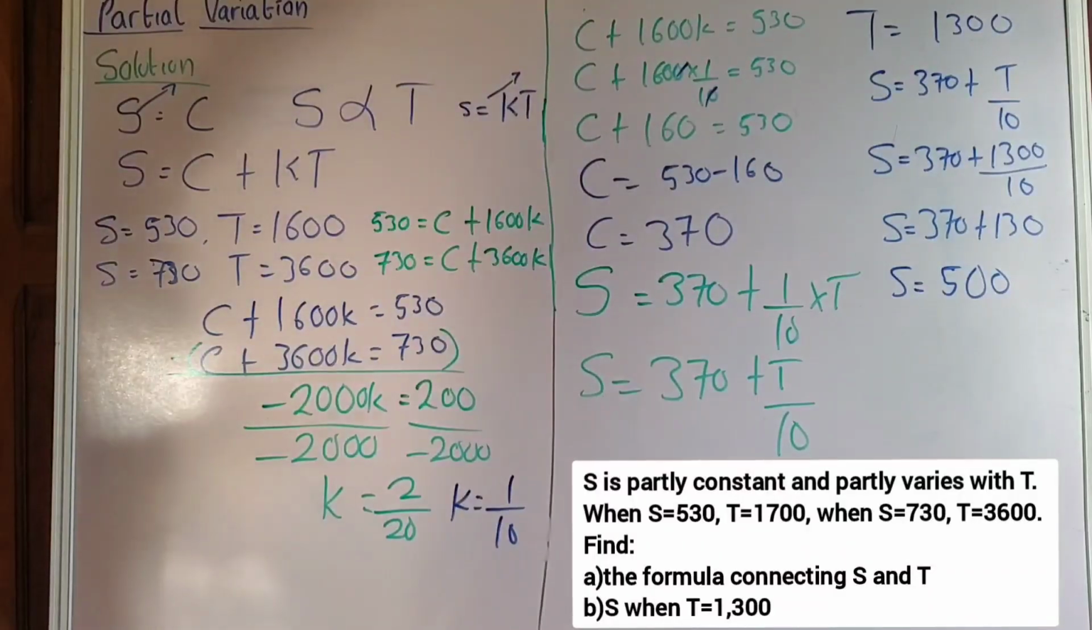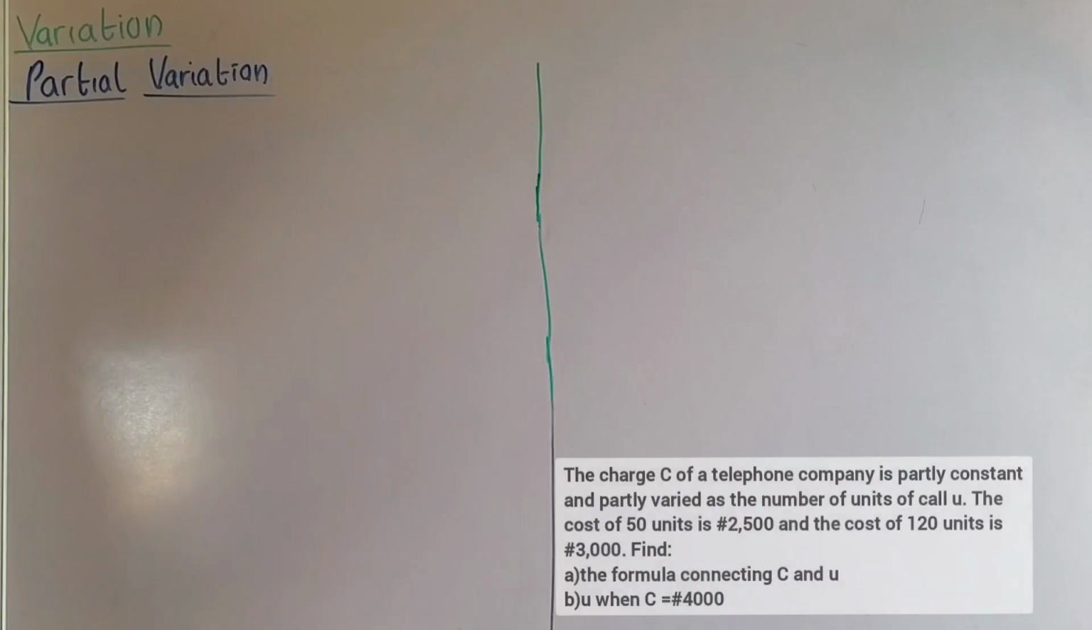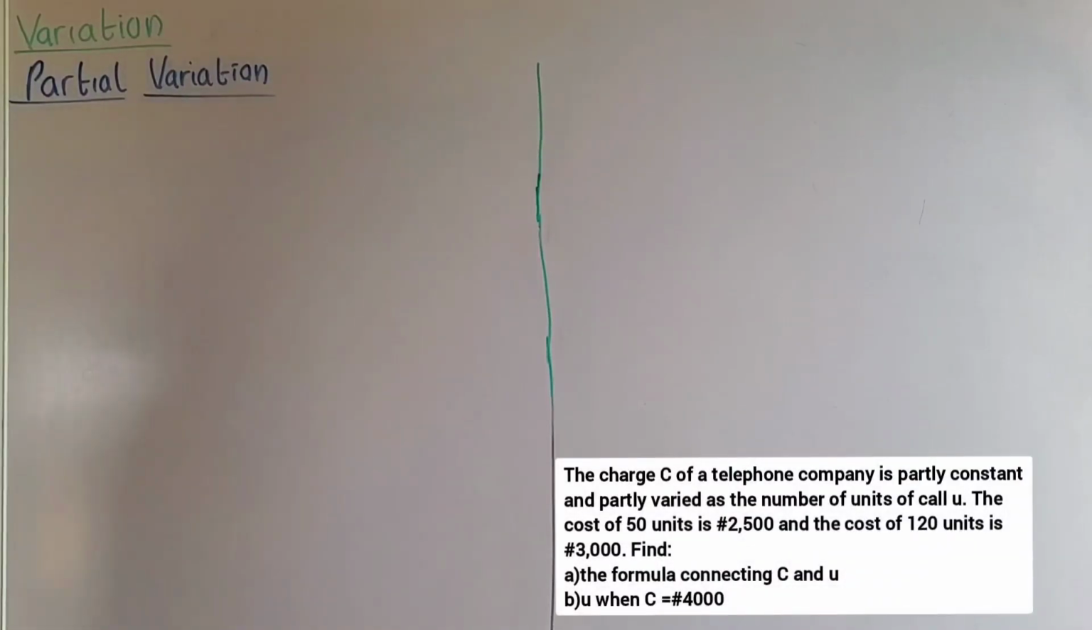Let's look at one more example. The charge C of a telephone company is partly constant and partly varies as the number of units of call U. The cost of 50 units is 2,500 naira and the cost of 120 units is 3,000 naira. Find A, the formula connecting C and U, and B, U when C equals 4,000 naira.